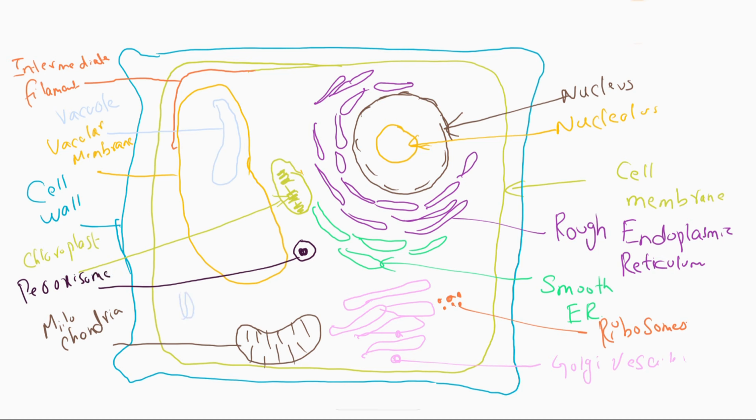And other structure is called as amyloplast. Amyloplast. The granules are also present in intermediate filaments. Granules. The microtubules are also present in the plant cell.